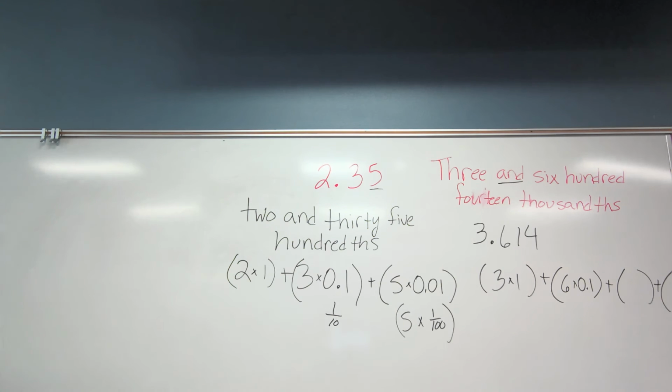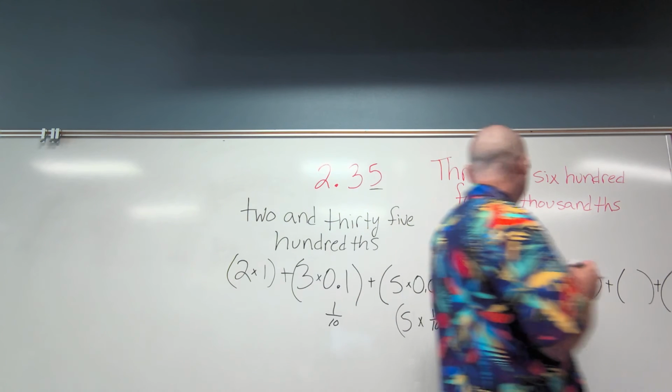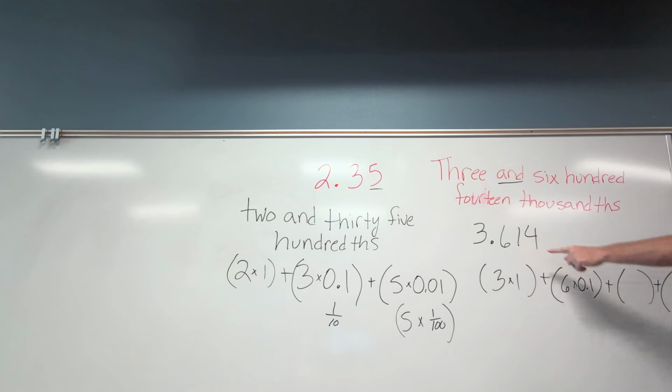Isaac, the next set of parentheses. No, we're right here. We just did 6. 1 times 0.01. Because we need this number to be in the hundredths place.